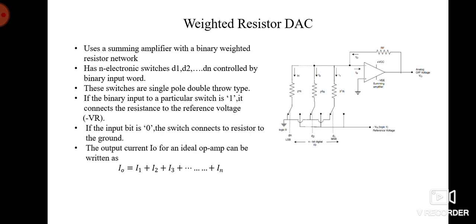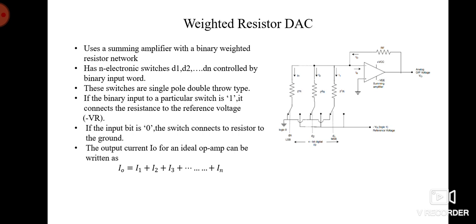The first one is the weighted resistor DAC. It uses a summing amplifier with a binary weighted resistor network, and it has n electronic switches, D1, D2 and Dn, controlled by the binary input word. These switches are single pole double throw (SPDT) switches. If the binary input to a particular switch is 1, it connects the resistance to the reference voltage, minus VR, and if the input bit is 0, the switch connects the resistance to ground.